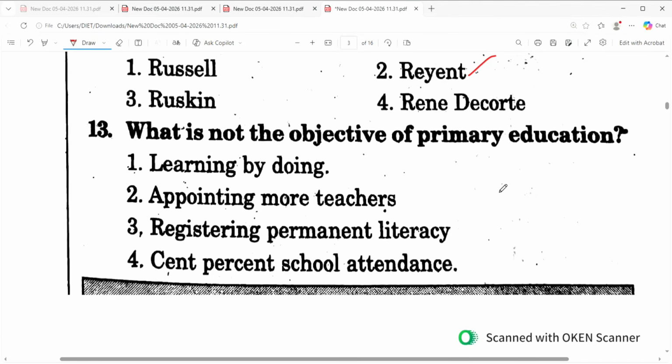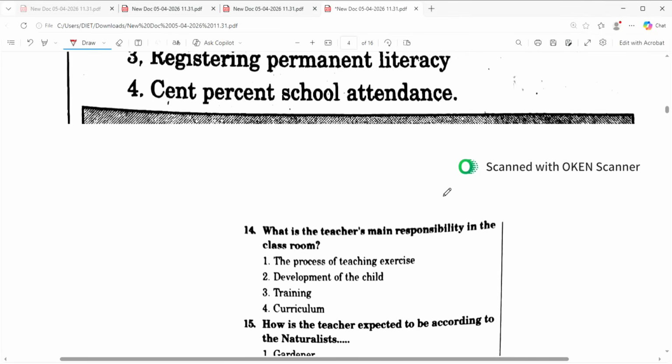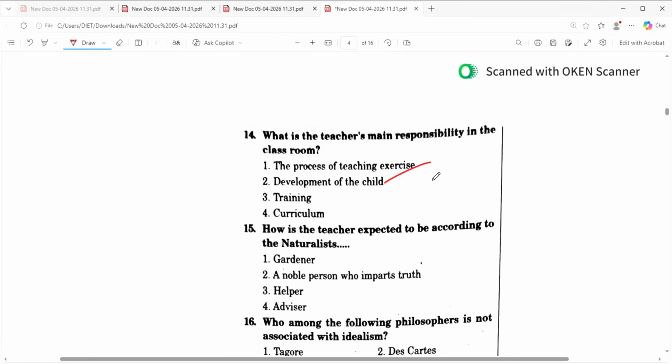What is not the objective of primary education? Learning by doing is a part of the objective of primary education. Appointing more teachers, resisting permanent literacy, 100% school attendance. 1, 3, 4 are correct, so the answer is that more teachers is not important. What is the teacher's main responsibility in the classroom? The process of teaching, development of the child, training, curriculum. When we see all four options, the second one is apt.